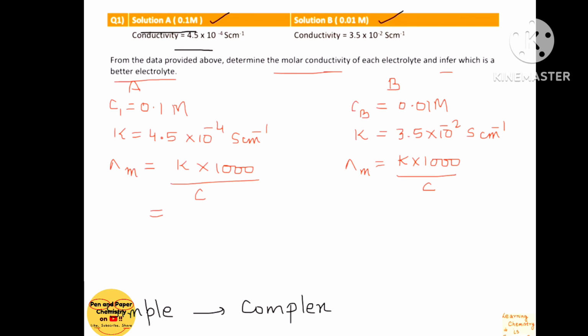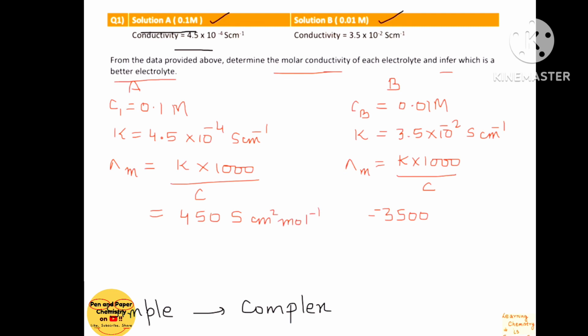We would come back to the answers of this, or would you want me to give the answers to you right away? Please try the question yourself. You can always see the answer later on. So we get the answer for the first part as 450 S, where S stands for Siemens centimeter square per mole, right?